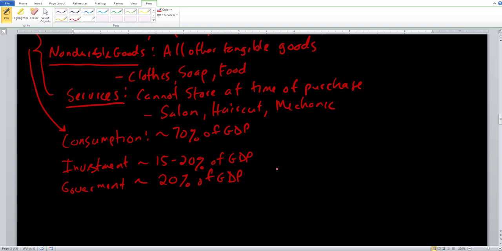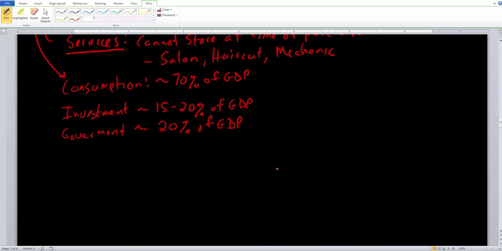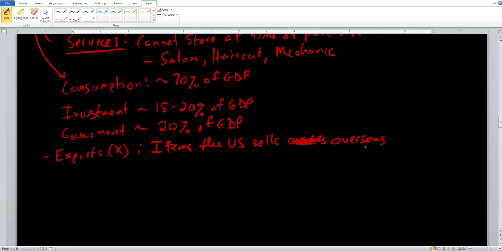So let's go ahead and talk a little bit more about exports and imports. In terms of exports, we denote it as a shorthand with an X, and these are items that the United States sells overseas. So essentially, any goods that the United States sells to international countries or abroad is going to be considered some type of exports.